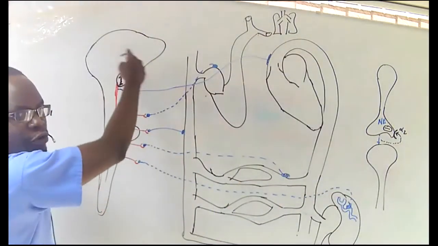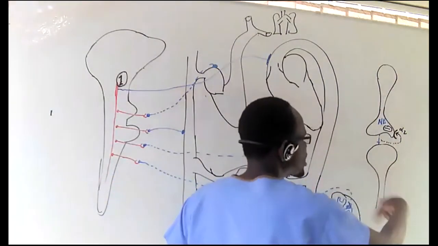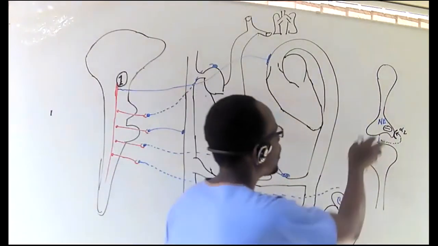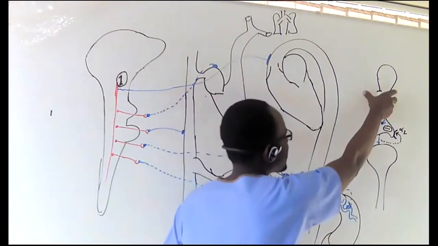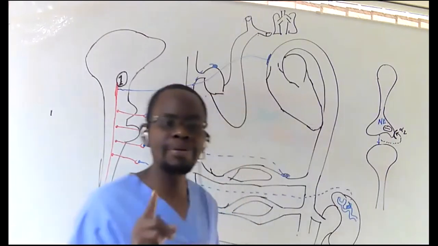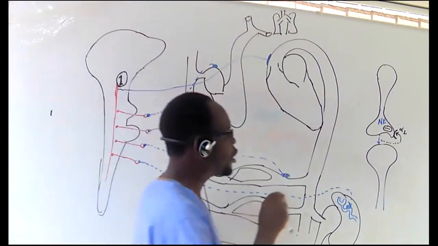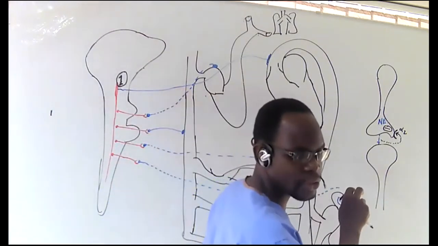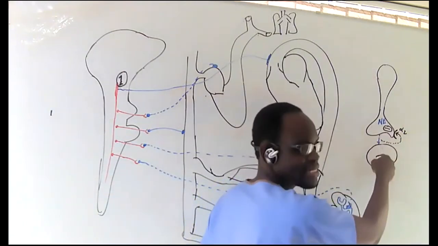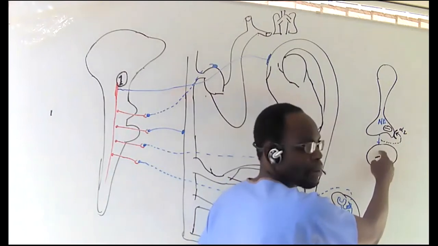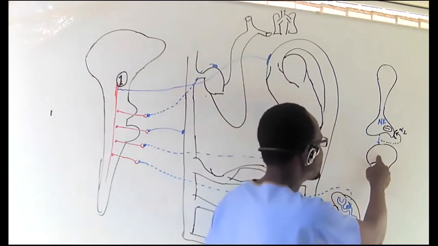Here, we have neurons in this place, and it has been expounded like that. So we have the presynaptic and then the postsynaptic. The presynaptic releases norepinephrine. In a normal situation, when there is an action potential, the norepinephrine will be released to come and stimulate this postsynaptic nerve ending.